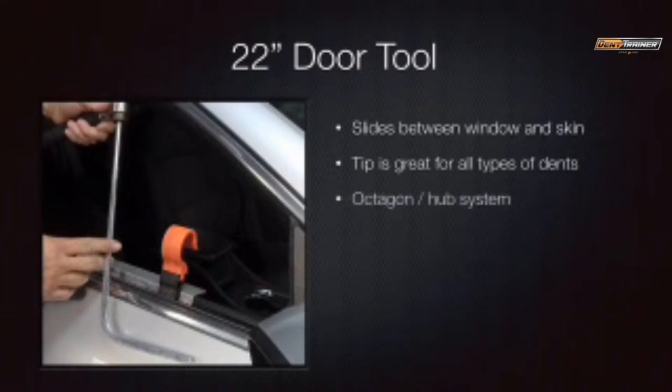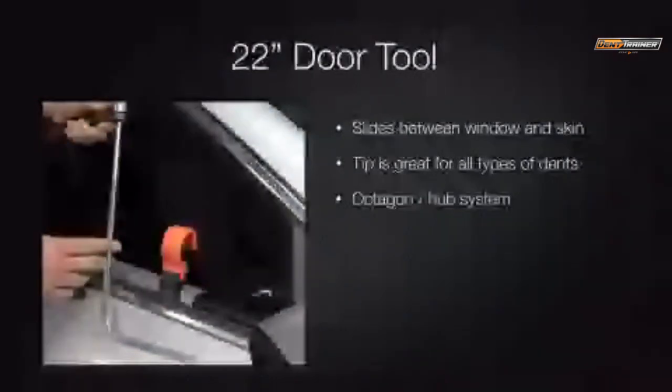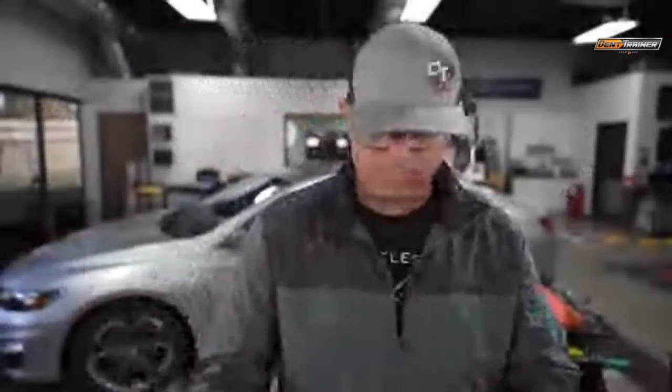Octagon or hub system. So, you know, that's kind of like what I'm saying here. It's like you either have this system, which is the hub, or you have this system right there, which is the octagon. Right? Pick your poison.